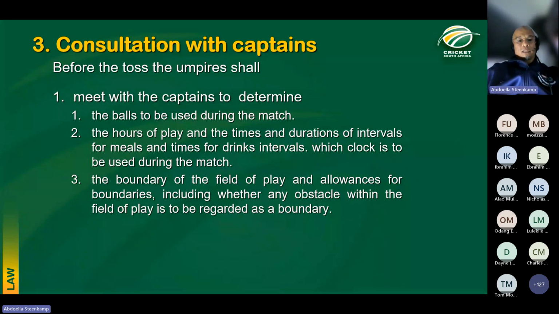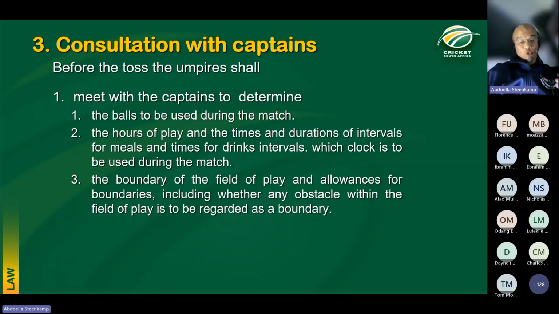Also, importantly, umpires need to check the boundary of the field of play and the allowances for boundaries. Usually today, the allowances for boundaries are boundary 4 and boundary 6. Back in the day, they used to be different, but these days it's boundary 4 or boundary 6. Also, umpires need to check if there are any obstacles within the field of play. You'll often find at school grounds where rugby or football share a ground with the cricketers, so you'll find sometimes a rugby post or football goal post inside the field of play.